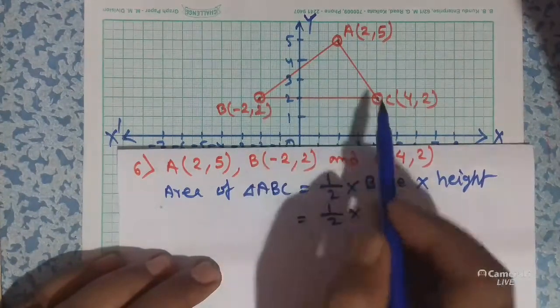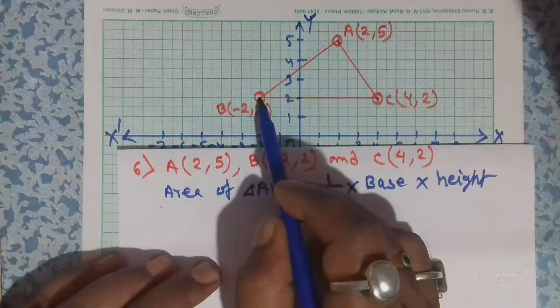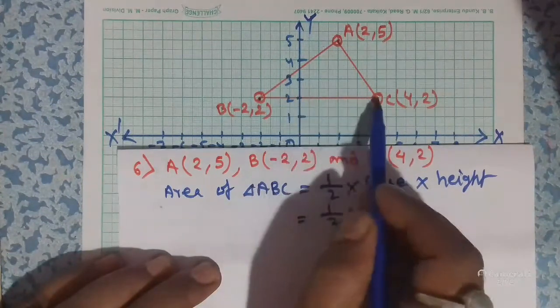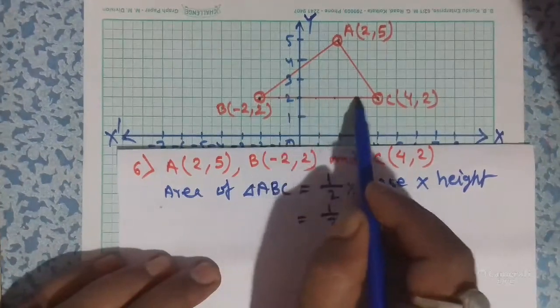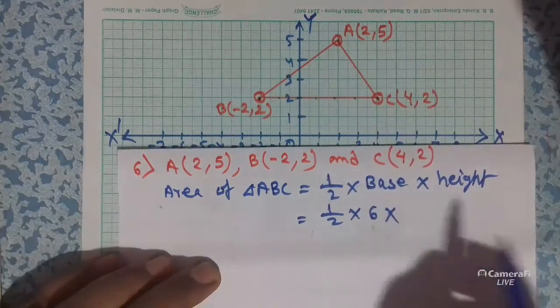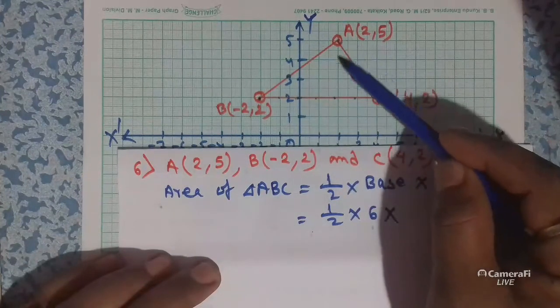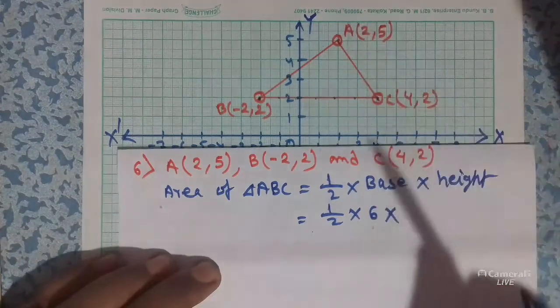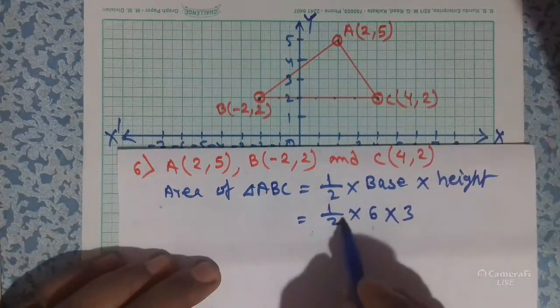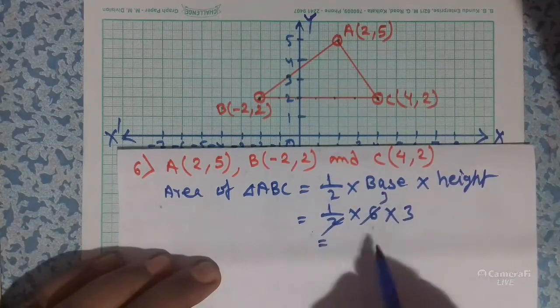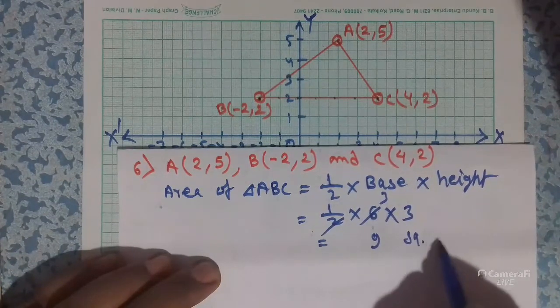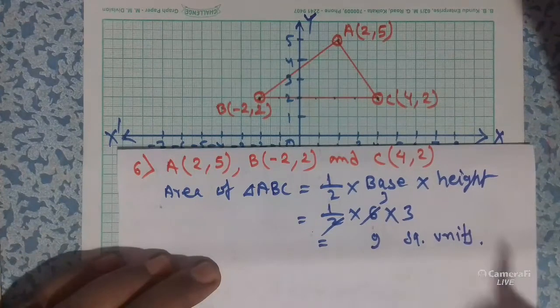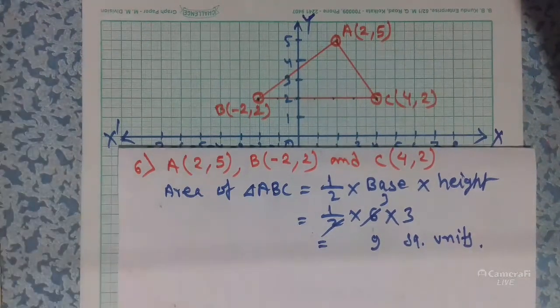So what is the length of BC? From this point we have to count each box. So it is 1, 2, 3, 4, 5, 6. 6 units. And height, from this vertex, this line is the height. So 1, 2, 3. It is 3 units. So 9 square units. So the area of the triangle is 9 square units. I hope all of you understood.